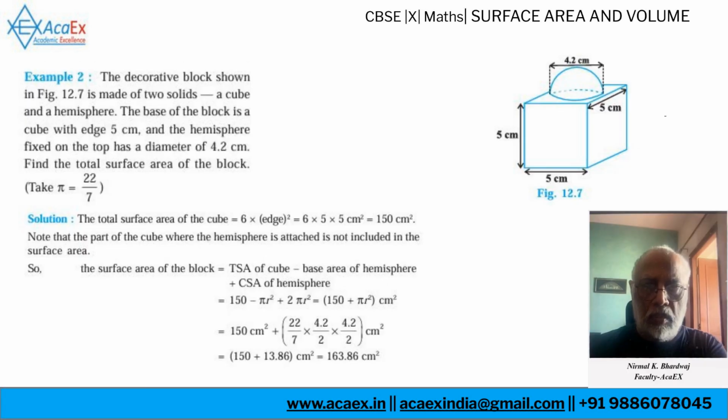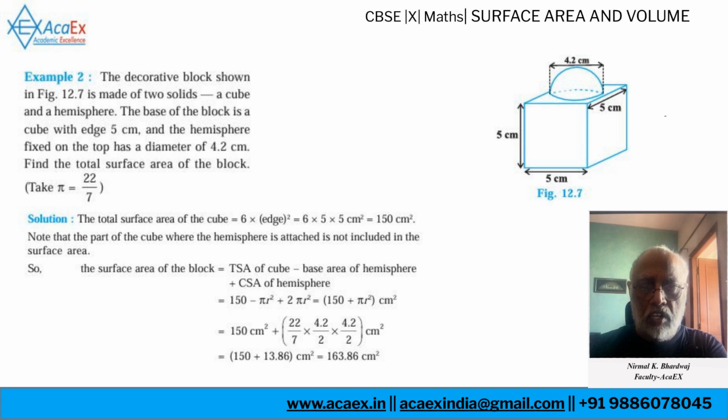Example 2. The decorative block. A decorative block is made of a cube with an edge of 5 centimeters and a hemisphere with a diameter of 4.2 centimeters fixed on top. Let's find the total surface area of the block, using pi equals 22 divided by 7. The logic is, find the total surface area of the cube, then subtract the area of the base of the hemisphere, since that part is covered, and finally add the curved surface area of the hemisphere.